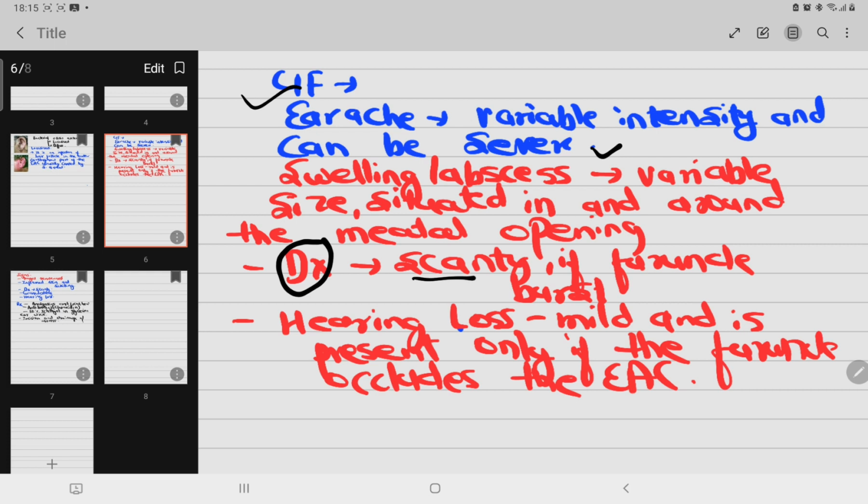So there is earache, which can be of variable intensity and can be severe. There is swelling or abscess of variable size, situated in and around the meatal opening. There is discharge and there is mild hearing loss, present only if the furuncle occludes the EAC. So these are the clinical features.